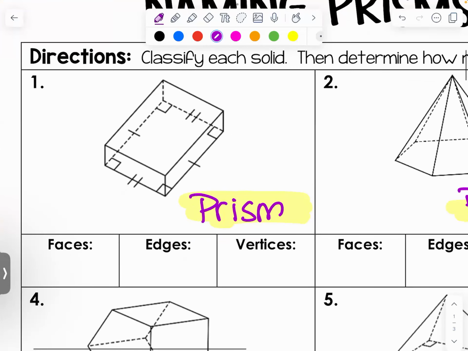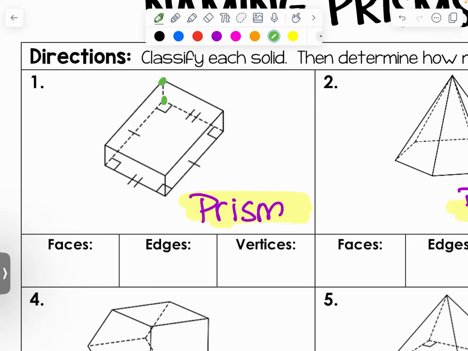Now, let's come back to number one. We need to identify the faces, the edges, and the vertices and count them. So I want to start with vertices. Who has an idea of how to describe to me what vertices are? The corners. So what I'm going to do is take my pencil, and you can take your pencil, and I'm going to put a dot on each of the corners. It's an Apple pencil.